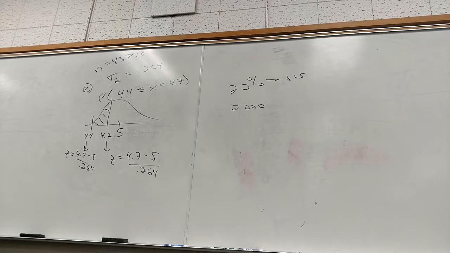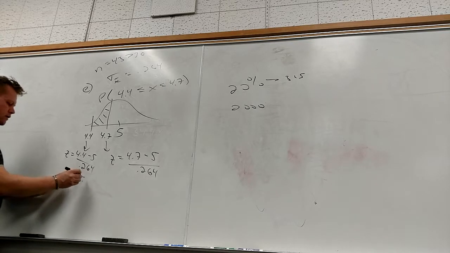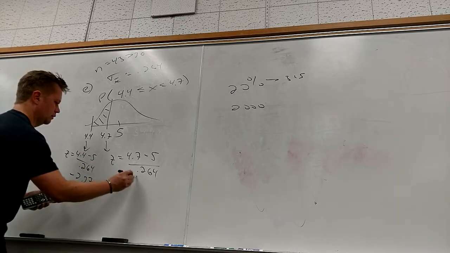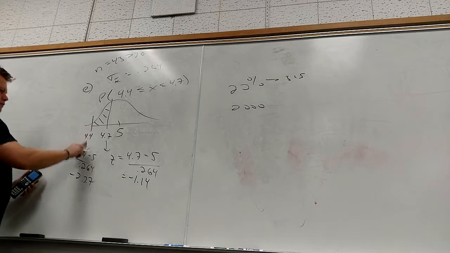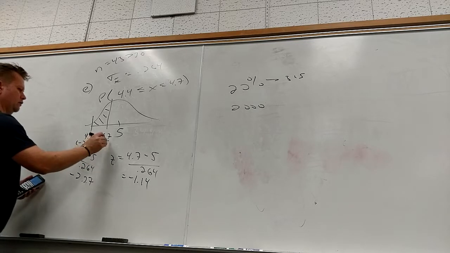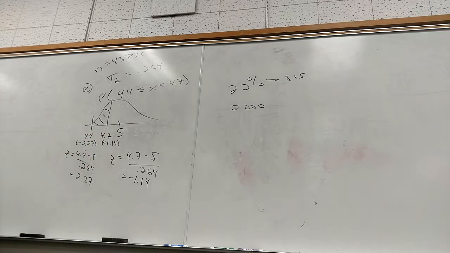Whatever those come out to be. I'm doing this problem because it's not done on the answer key. Jeff was just over it, I guess. Past Jeff was like, here it is. So I get negative 2.27 here. And I get negative 1.14 here. So negative 2.27, negative 1.14. I just have to look those up, get the area, subtract them.